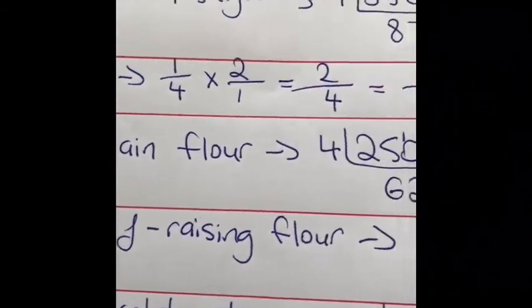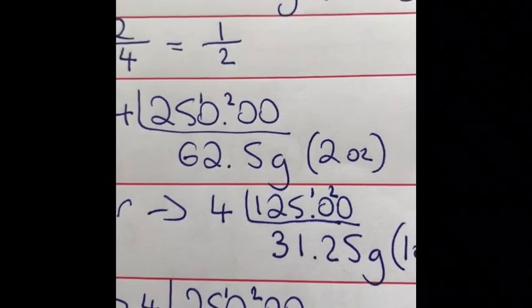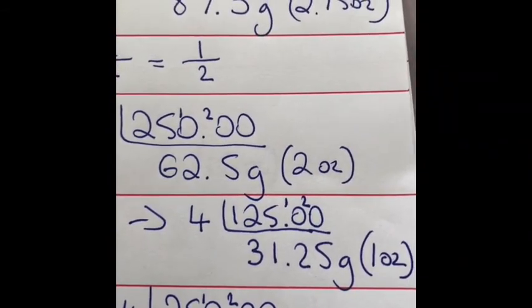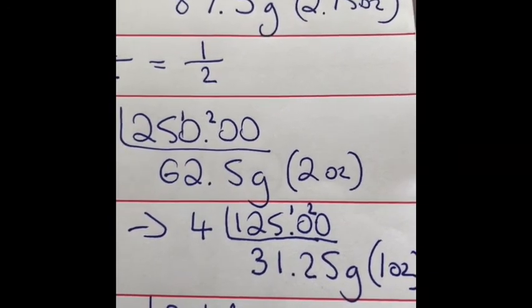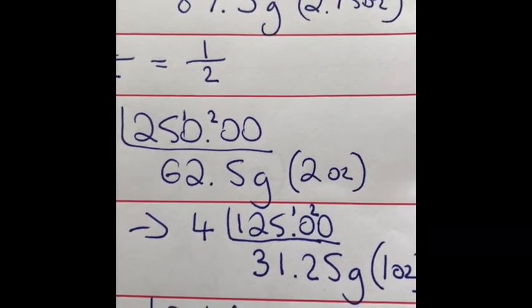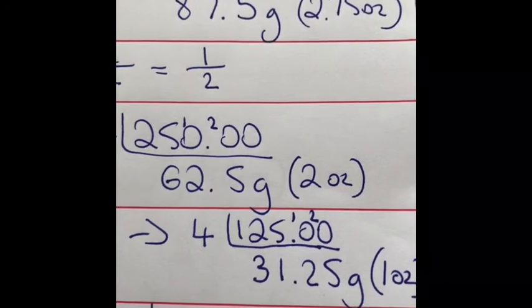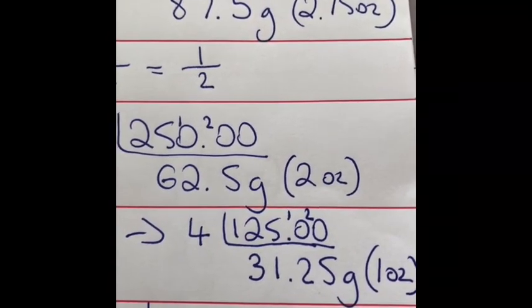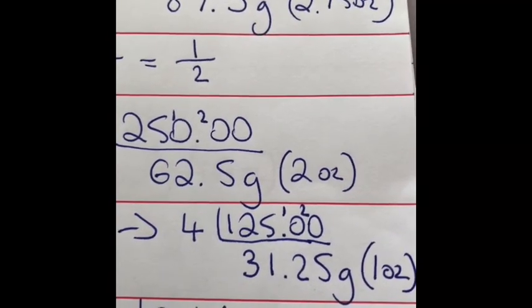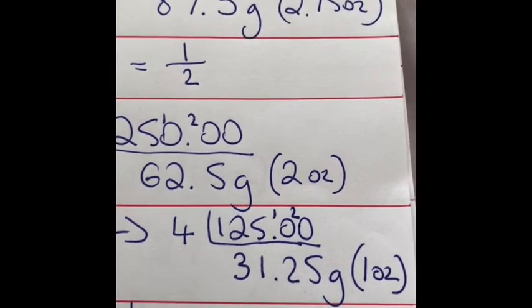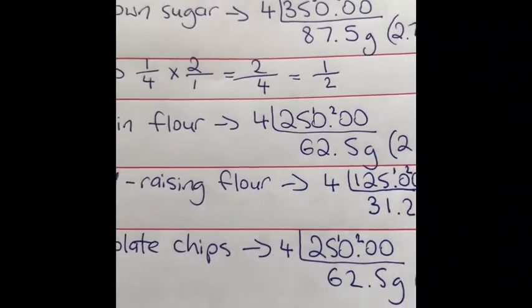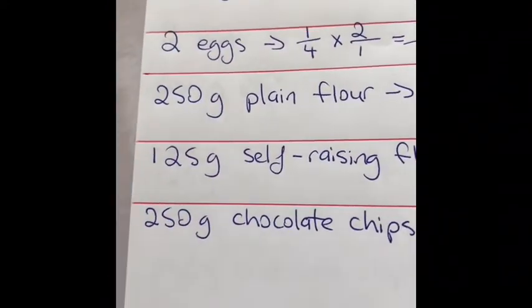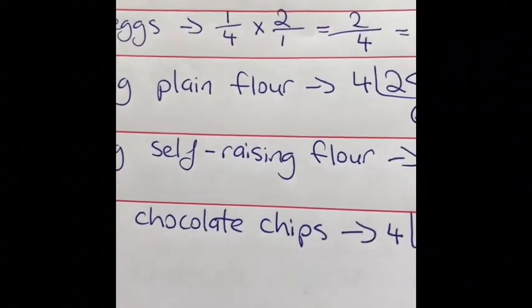125 grams of self-raising flour. So again, 125 divided by 4. 4 into 12 goes 3 times. 4 into 5 goes once, with 1 left over. Add on your decimal point and your zeros. 4 into 10 goes twice, with 2 left over. And 4 into 20 goes 5. So 31.25 grams. And then lastly, chocolate chips, 250 grams of chocolate chips.